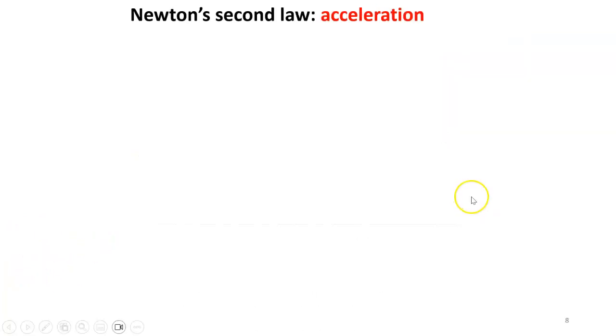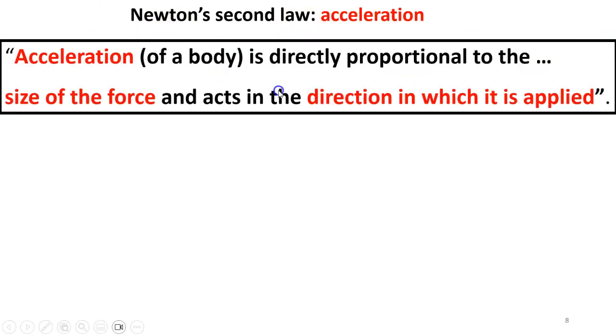So Newton's second law then is known as the law of acceleration. Let's have a look at the definition of this law. In terms of definition, what we're looking at here is that acceleration of a body is directly proportional to one thing really, the size of the force, and acts in the direction in which that force is applied. So acceleration of a body is directly proportional to the size of the force and acts in the direction in which it's applied.